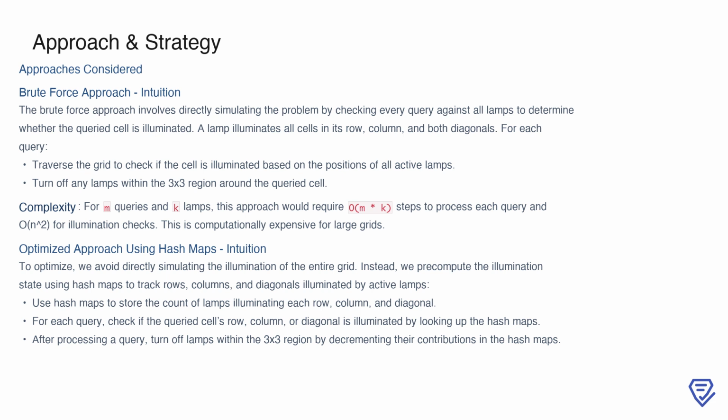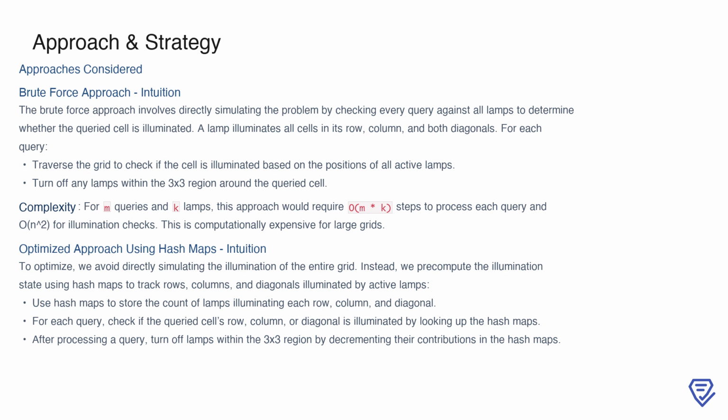However, this approach is computationally expensive. If there are m queries and k lamps, processing each query takes O(k) steps, and checking illumination across the grid adds an n squared factor. For large grids, this quickly becomes infeasible.